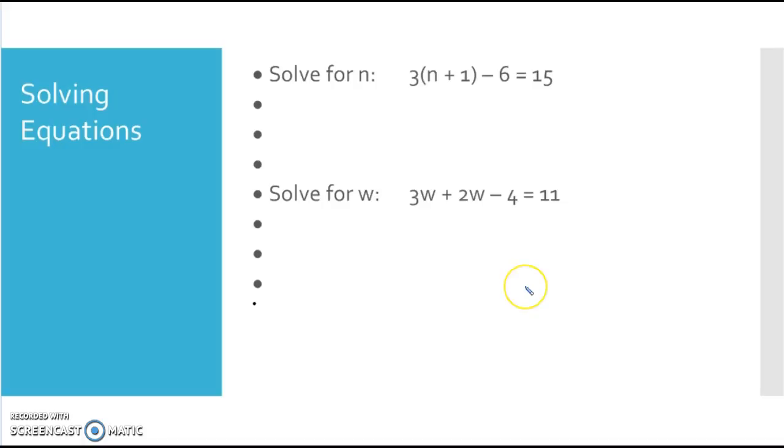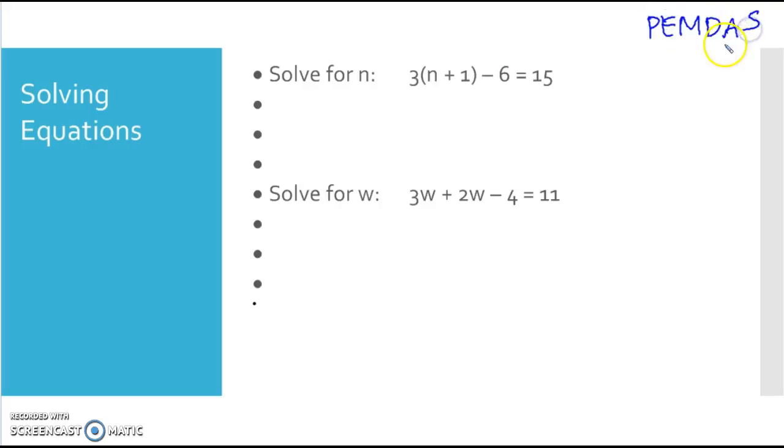For the last two, we just have a few more steps involved. For the first one, I want to solve for n. I have 3 times the quantity n plus 1 minus 6 equals 15. So I have two options. One way is to go ahead and distribute that 3 and start simplifying from there. The other is just to do reverse PEMDAS.